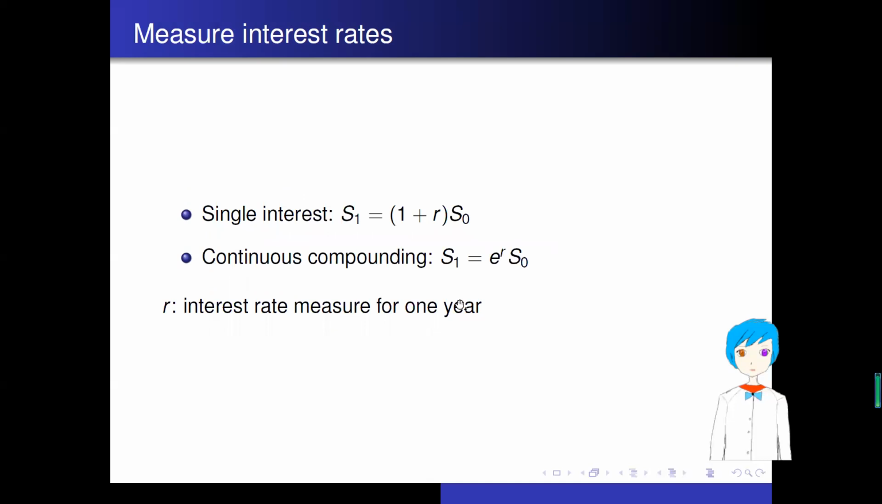As for compounding, we have the simple interest, which means that after 1 year, the total amount we will receive is 1 plus R times our principal. It is the most common compounding frequency we will see, like in the bank. We also have continuous compounding. For continuous compounding, the total amount we will receive after 1 year is e to the R times our principal. R here is the interest rate measured for 1 year.